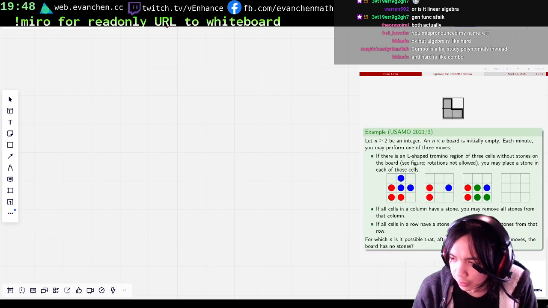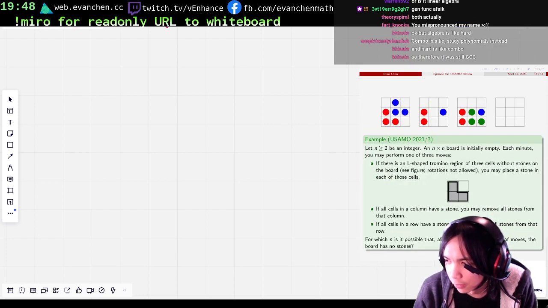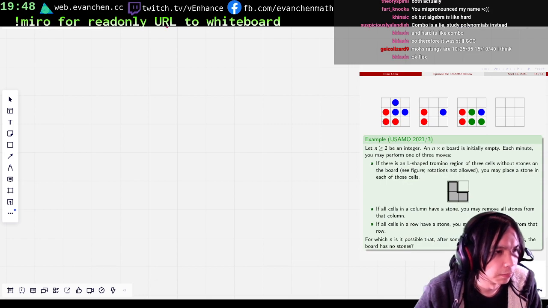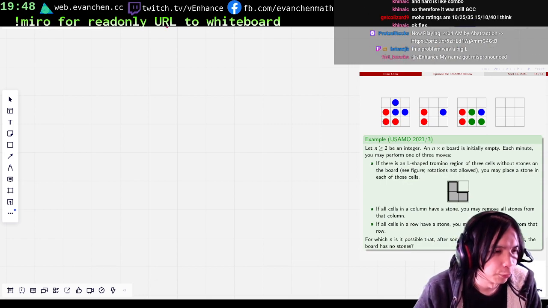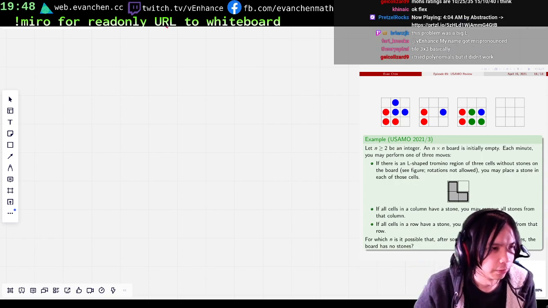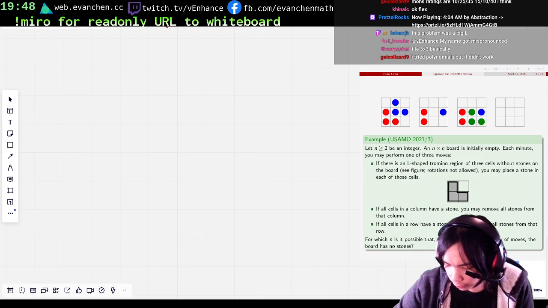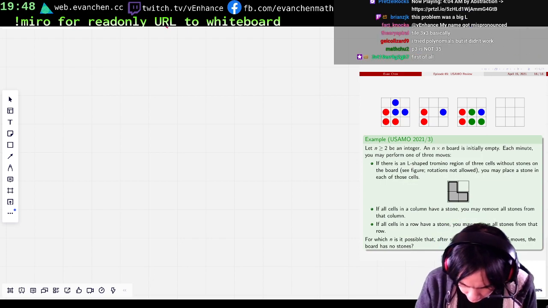So you put 2 L's, clear this row, do that, clear them both. So consequently you can also do it for any multiple of 3 by just repeating this pattern. So we are only going to pay attention to showing that n not divisible by 3 will all fail.